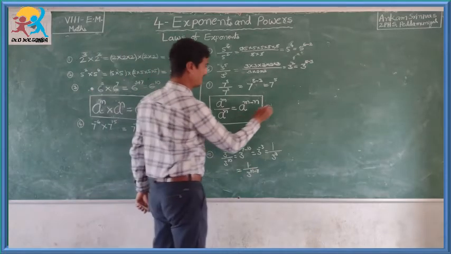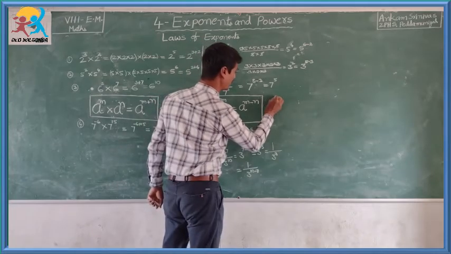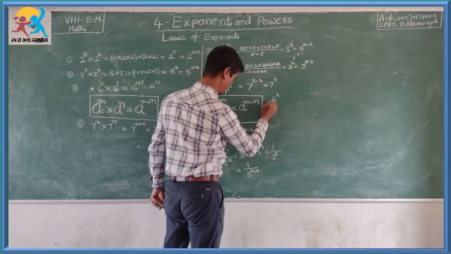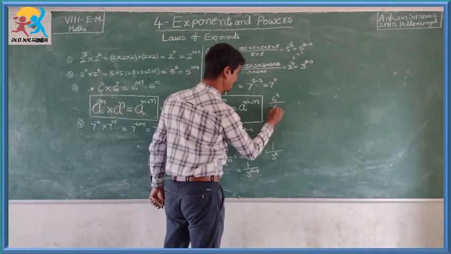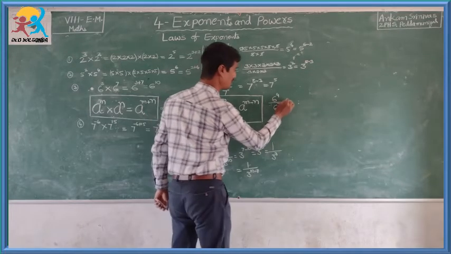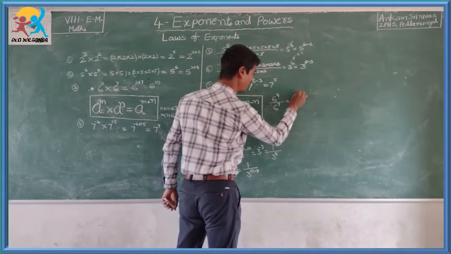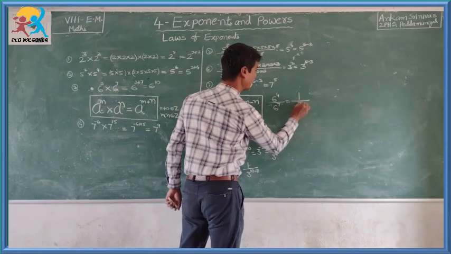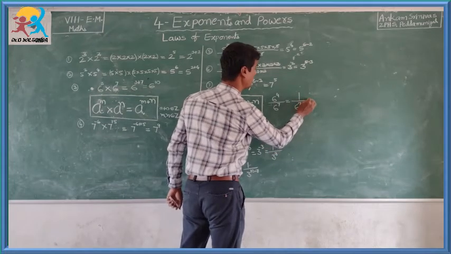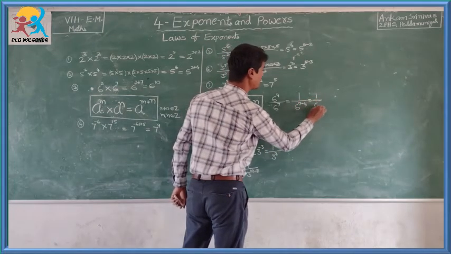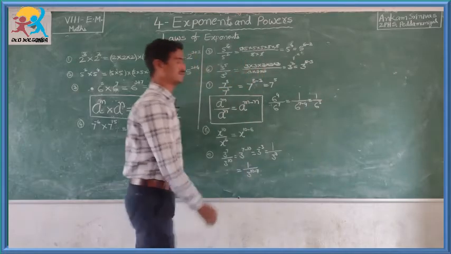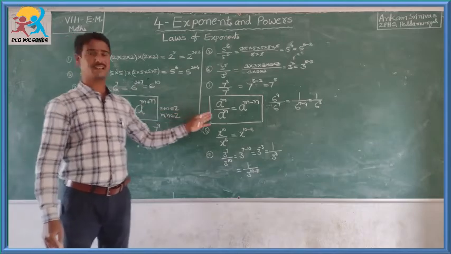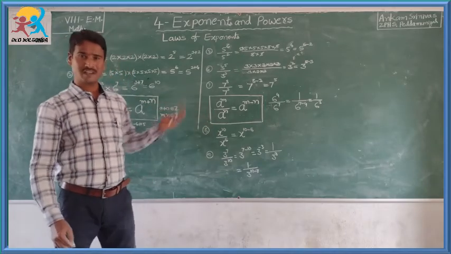Suppose if I take here 1 by 6 power 4 by 6 power 7. So we have to get 1 by 6 power 7 minus 4 is equal to 1 by 6 power 3. So this is another result. Go to the next example.